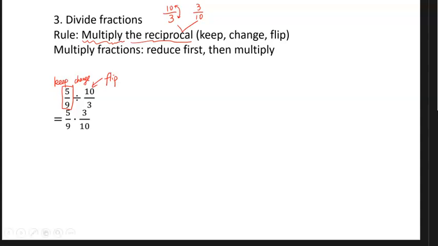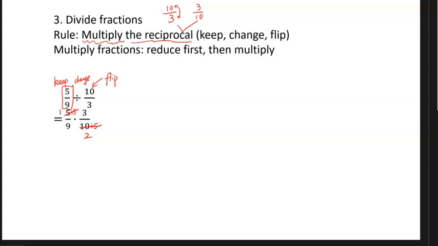And recall the rule of multiplying fractions. We reduce the numbers first and then multiply. So when I look at the numbers, starting from 5 and 9, nothing in common. 5 and 10, they have 5 in common. So we're going to divide both numbers by 5. Again, when we reduce fractions, we can reduce one number from the top and one number from the bottom. So 5 divided by 5 is 1. 10 divided by 5 gives us 2.